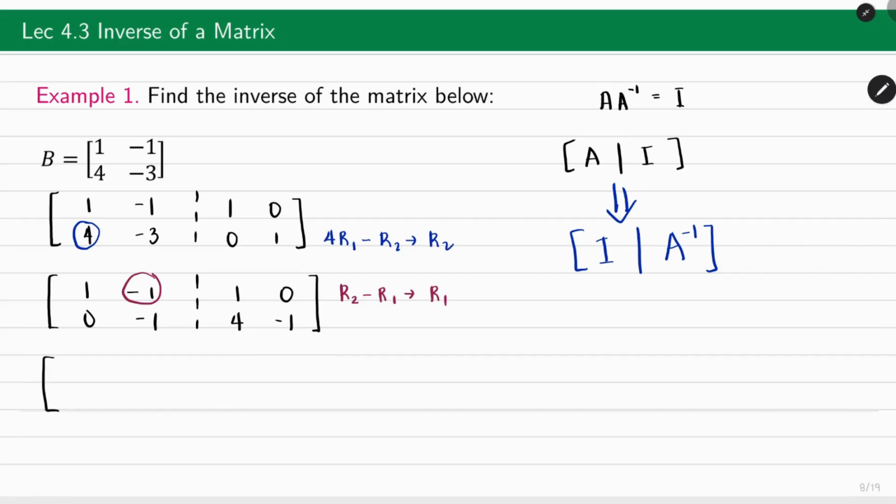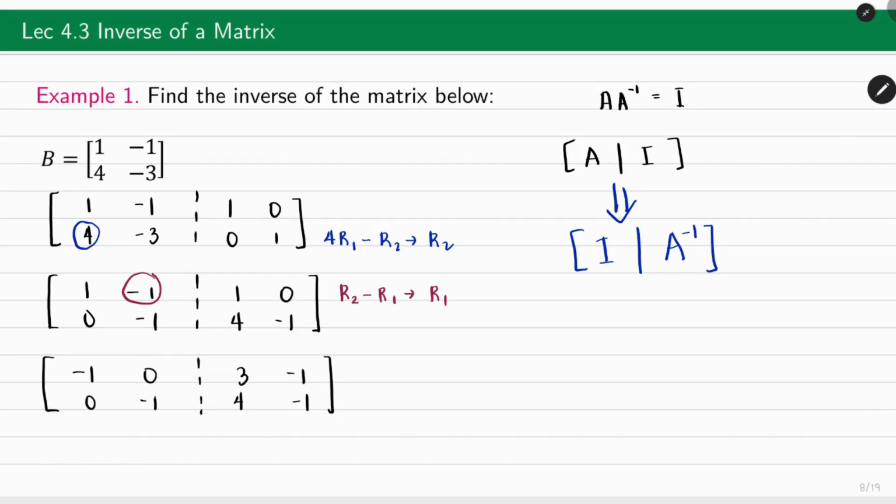Okay, for the first entry, 0 minus 1, we have negative 1, 0. 4 minus 1, 3. Negative 1 minus 0, you have negative 1. And then on the bottom row, it is not changed.